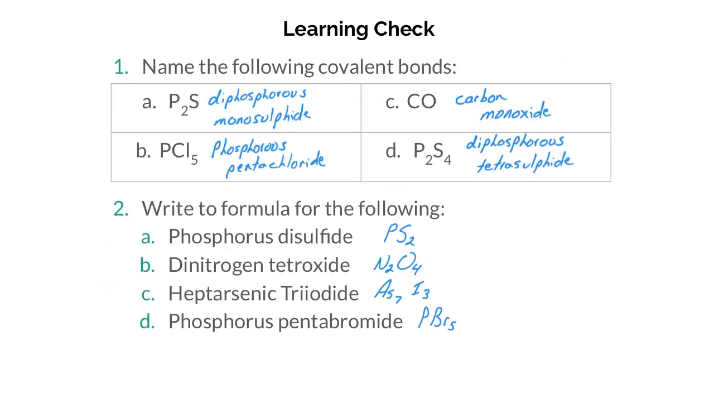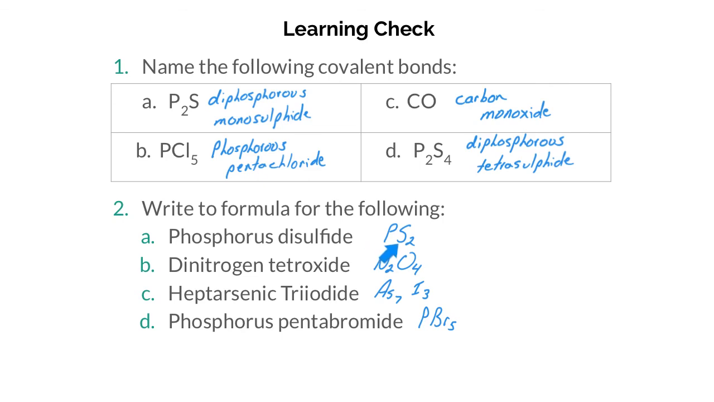Now that you've tried it, check over your answers here on the learning check. The one thing that you'll notice is we did get a little bored in this worksheet using a lot of phosphorus and a lot of sulfur. So we have diphosphorus monosulfide. We have again phosphorus pentachloride. Carbon monoxide might be something you're familiar with, as you have carbon monoxide detectors in your house. And we'll talk about that more in biology as a poisonous lethal gas that we need to monitor. We have diphosphorus tetrasulfide.